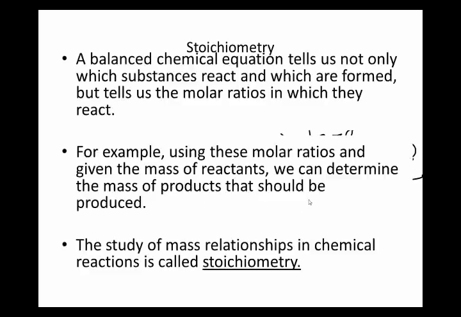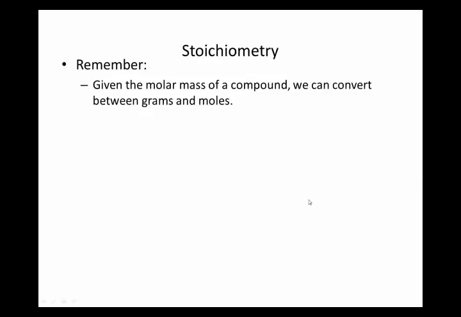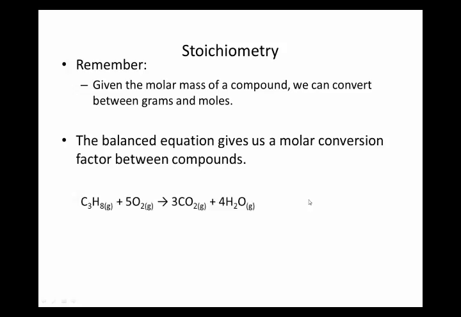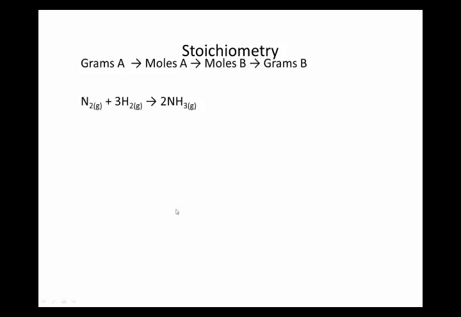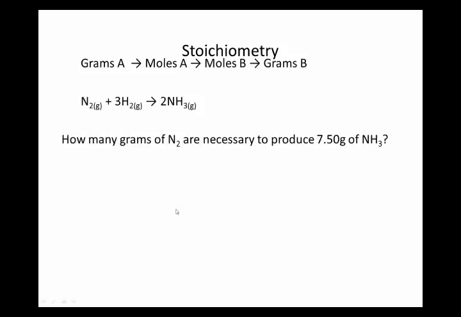So remember, given the molar mass of the compound, we can convert between grams and moles. So the problem can be asked with a few more steps involved. For example, 1 mole of CH3 will produce 3 moles of CO2. And here's the kind of question we might get. How many grams of N2 do we need to produce 7.5 grams of NH3? So notice the wording is a little different, right? I'm saying, I want this much ammonia. How much N2 do I need? I'm not asking about the H2. We could do that next. But I just want to know how much N2 I need.